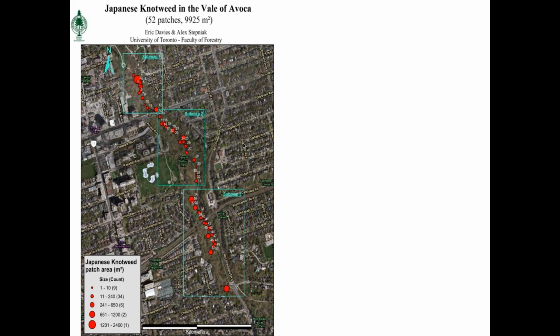And the size of these dots here indicate the size of the patch that they measured as they walked down that ravine. From the top, the submap 1 walked down, mapping all along that ravine system. And there's extensive knotweed all the way down in this short vale here, and fairly extensive.